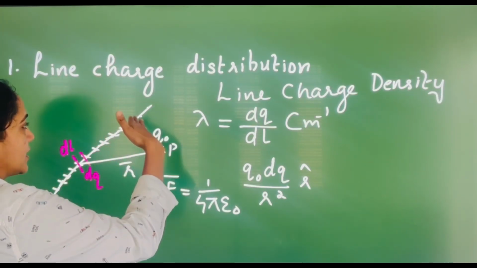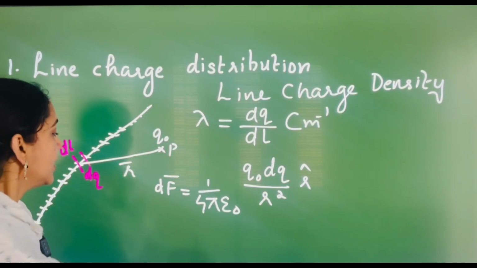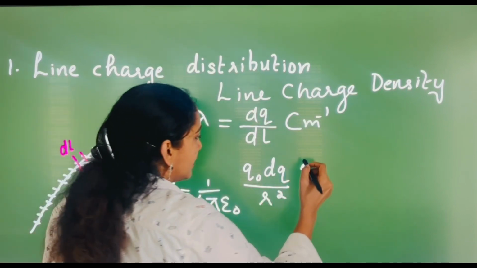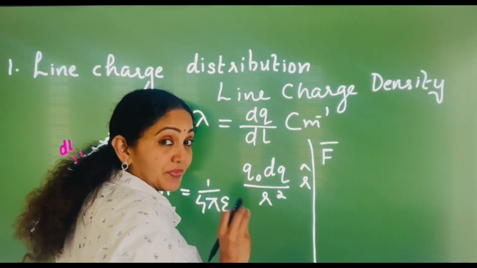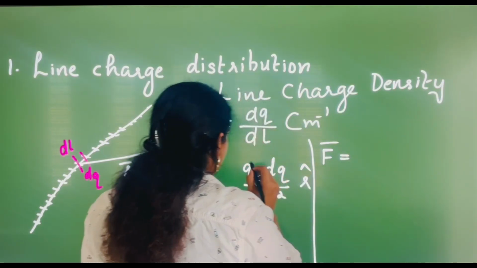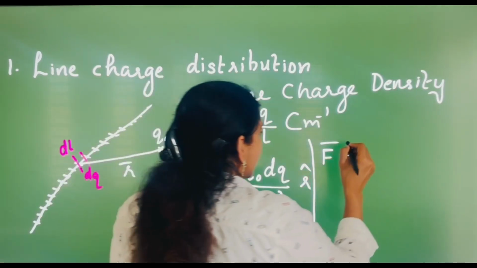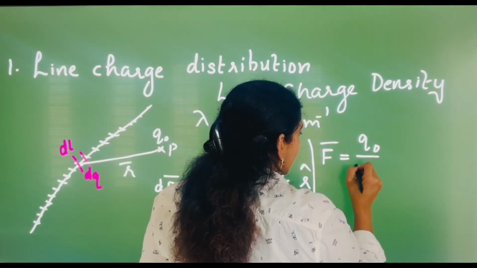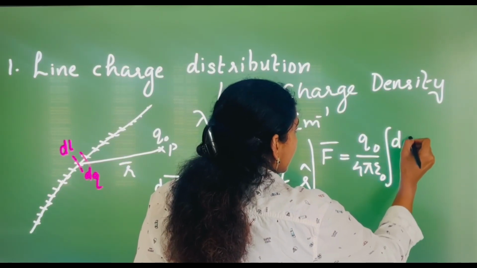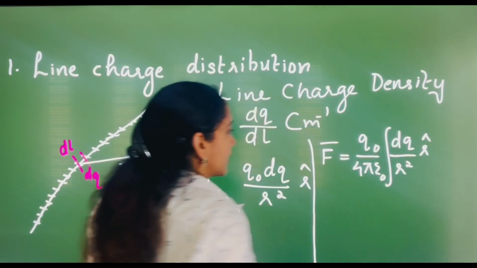To find the total force at P due to this line charge distribution, we have to integrate this equation. When integrating, dF becomes F, and we take the constants outside the integral. So what I get is F equals Q0 divided by 4 pi epsilon 0, integral dq divided by r square, unit vector r.